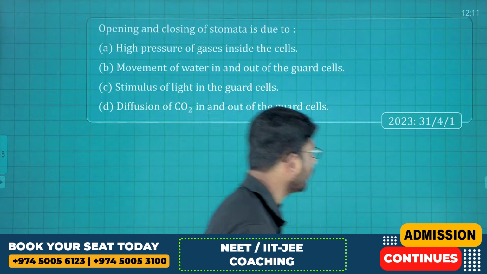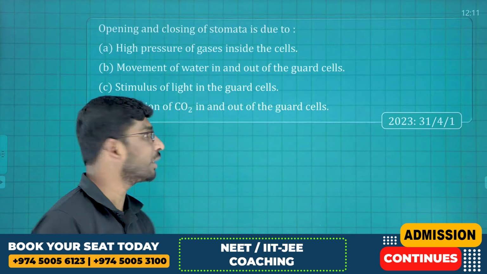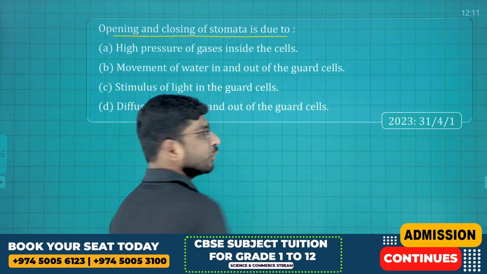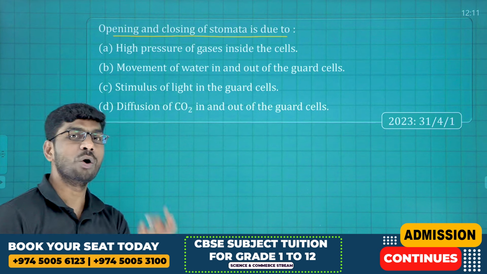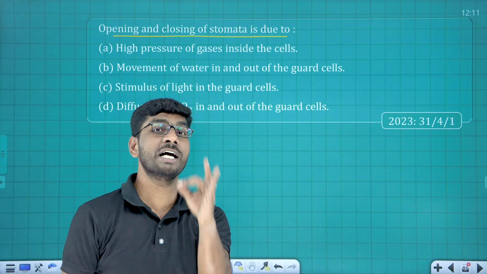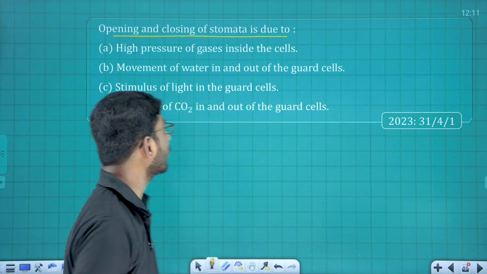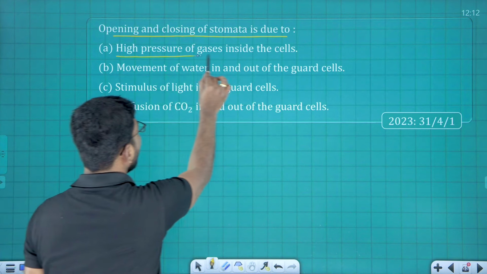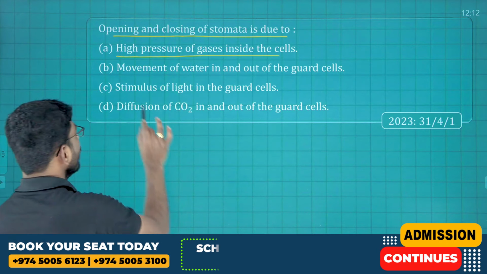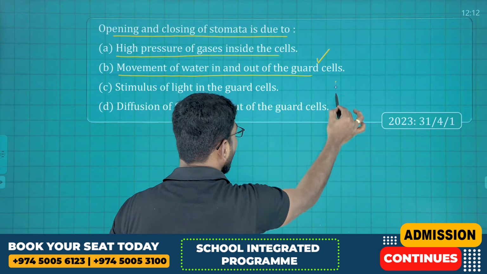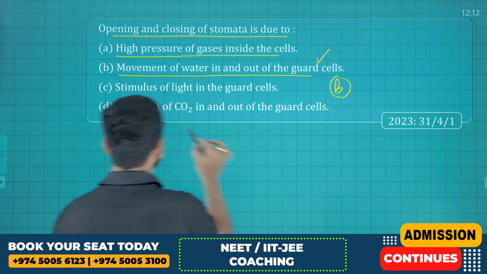Next question, 2023 question. Opening and closing of stomata is due to, I told you this in the first question, guard cell endosmosis and exosmosis. High pressure of gases inside the cell? No. Movement of water in and out of the guard cell? Yes. So option B is the correct answer.